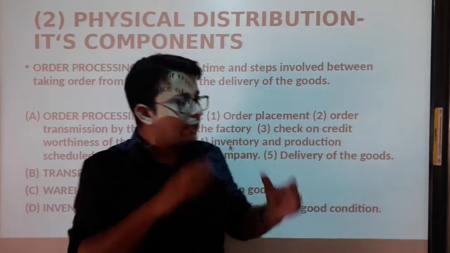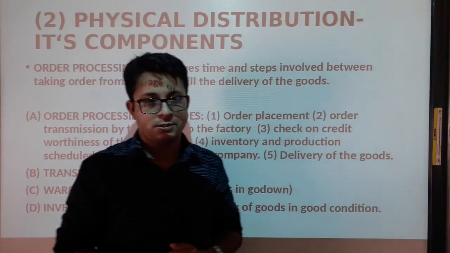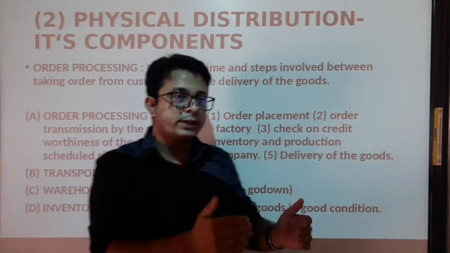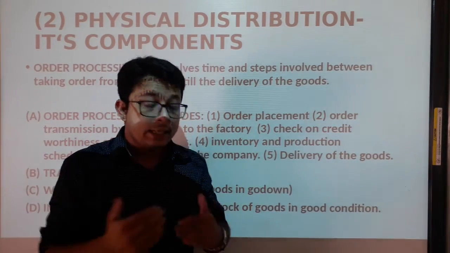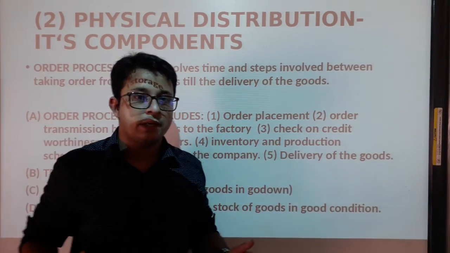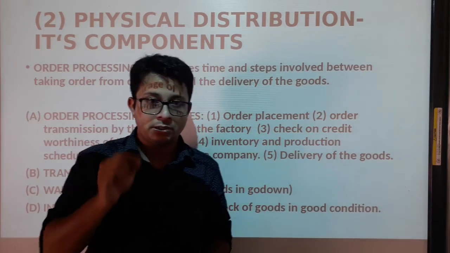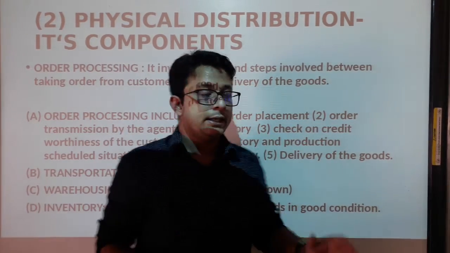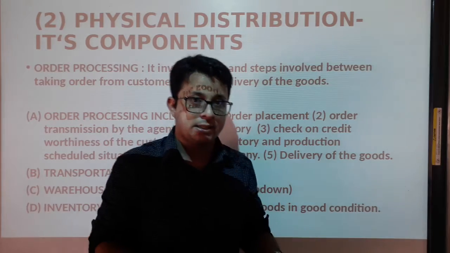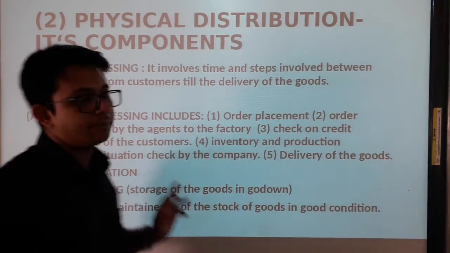That means what? In a particular company there are a large number of activities to be done on a regular basis. When one work is over, then the next work comes. In that way, the schedule of the working of the company needs to be checked: on which particular schedule, on which particular slot, this particular order can be placed. That is the meaning of inventory and production schedule situation checked by the company.